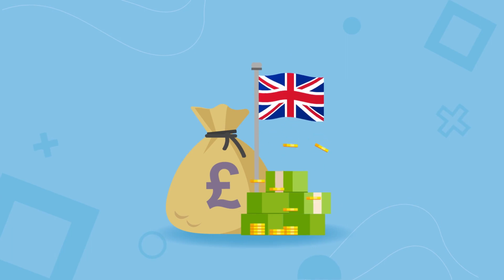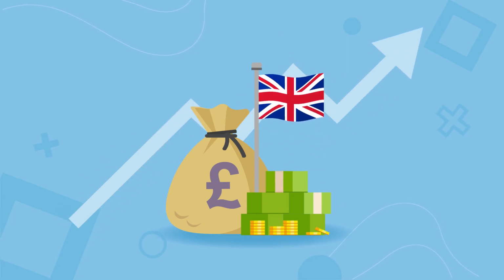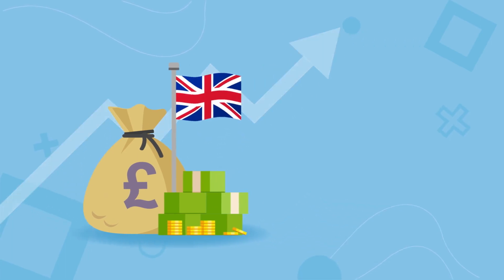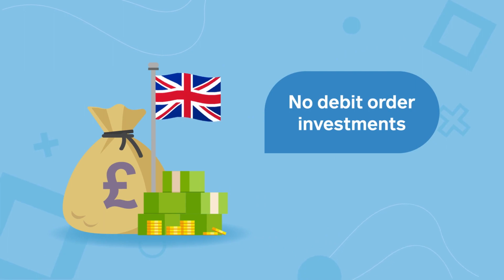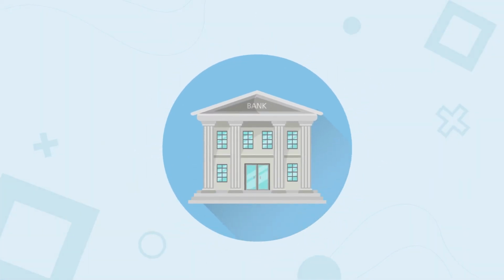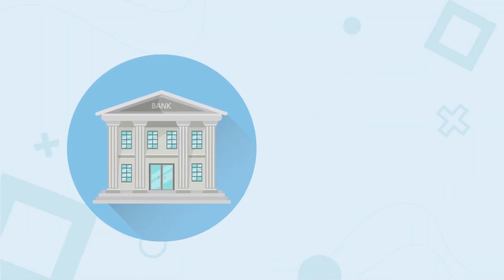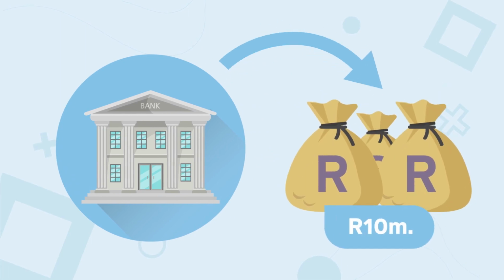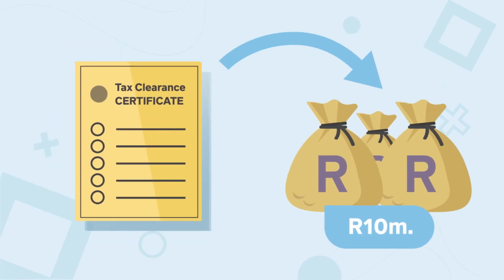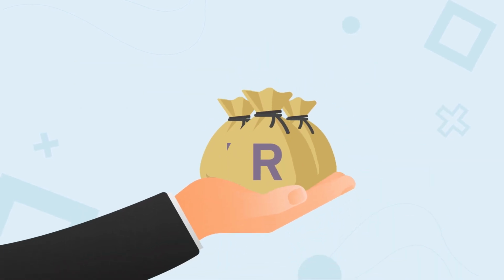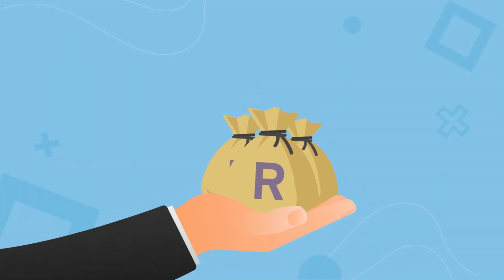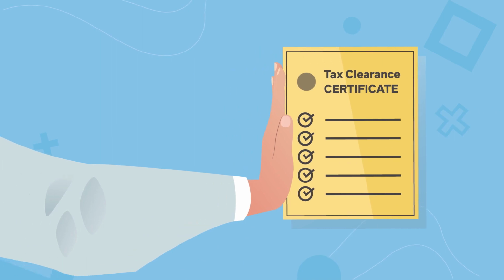Foreign domiciled funds typically have higher investment minimums compared to rand-denominated funds and do not allow debit order investments. The South African Reserve Bank currently allows investors to take a maximum of 10 million rand offshore per calendar year, provided they have received a tax clearance certificate from the South African Revenue Service. In addition, investors are allowed an annual discretionary offshore allowance of 1 million rand per calendar year, where a tax clearance certificate is not required.